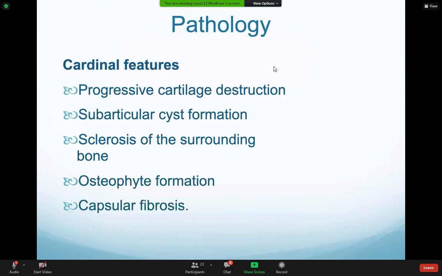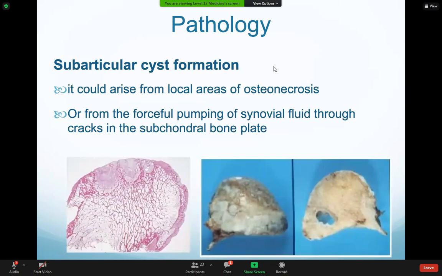So we'll move on to the pathology now. Cardinal features are progressive cartilage destruction, subarticular cyst formation, sclerosis of the surrounding bone or subchondral sclerosis, osteophyte formation, and capsular fibrosis. So how does the subarticular cyst formation happen? It could arise from local areas of osteonecrosis or from the forceful pumping of synovial fluid through cracks in the subchondral bone plate.